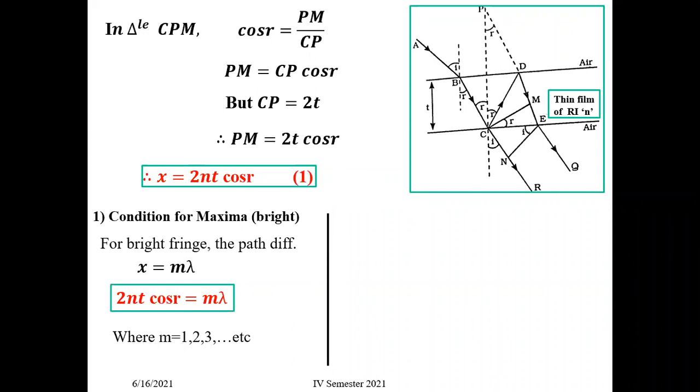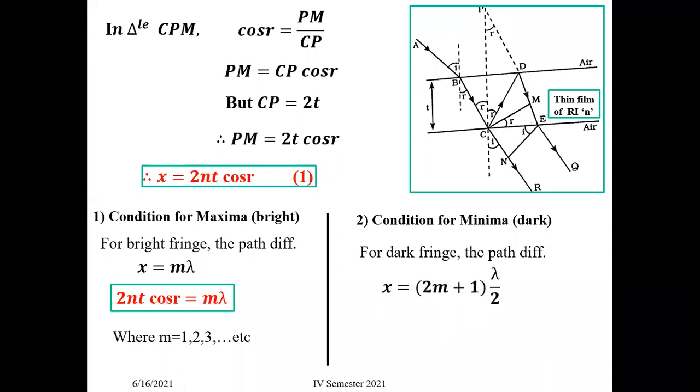Similarly, what is the condition for minima? Here again, the optical path difference for getting the dark fringe is x equal to (2m plus 1) lambda by 2. We know the path difference is 2nt cos r, so 2nt cos r is equal to (2m plus 1) lambda by 2. This is the condition for getting the dark fringe or minima in the interference pattern.